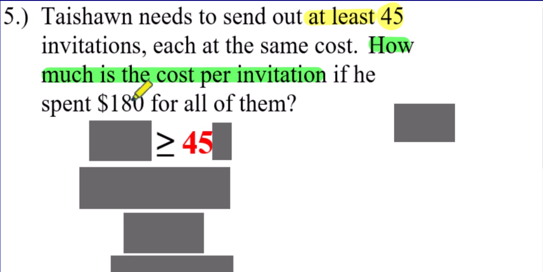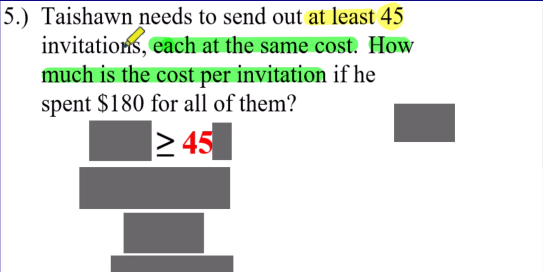Well, not the total cost. It's the cost per invitation, which, by the way, was also mentioned up here. The 45 invitations were each at the same cost. Oh, wait, there's that word each. We talked about this not too long ago. That's a word that can mean multiplication. So, what exactly should be multiplied to our cost?